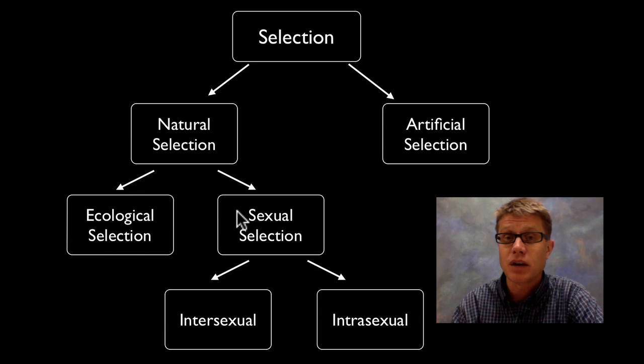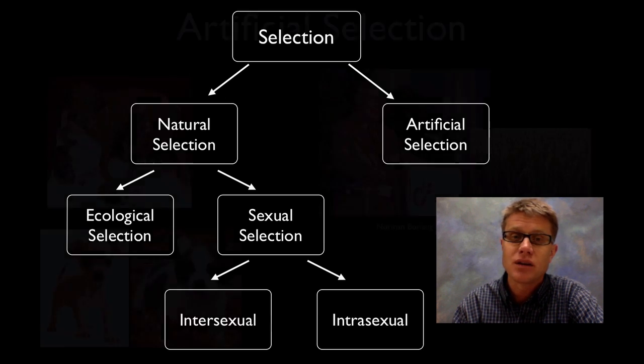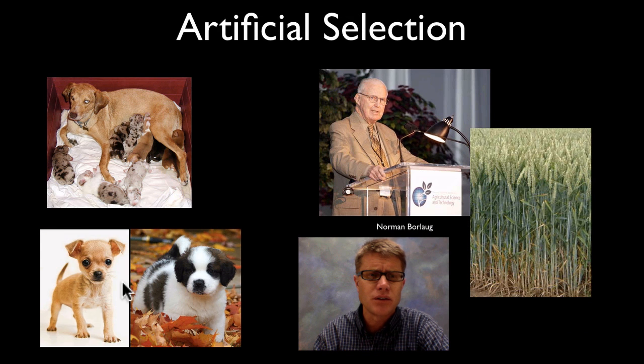And then another type of natural selection is sexual selection. That's when females are making the choice as far as what genes go on to the next generation. And we could break that down into inter and intra. And so that's basically what the rest of the podcast is going to be about. We'll start with artificial selection, we'll end with sexual selection. So let's start with artificial selection.